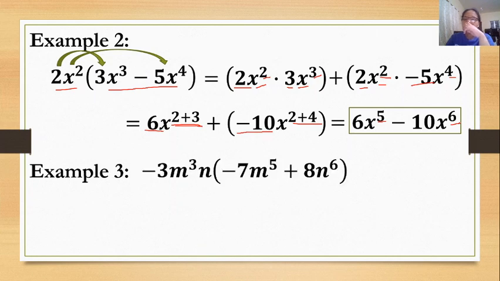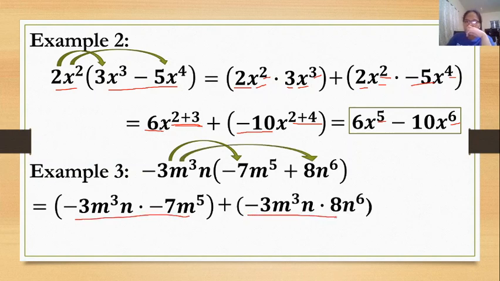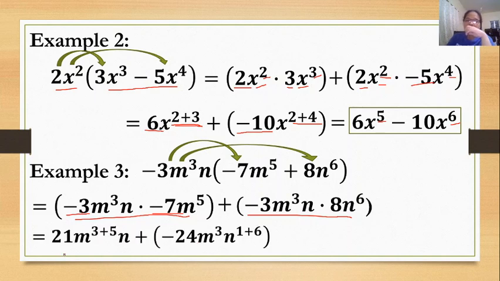How about negative 3m cubed n times the binomial negative 7m to the fifth plus 8n to the sixth? So distribute negative 3m cubed n to each of the terms in the binomial. Get the product of the first two, plus the product of the other two. Multiply negative 3 times negative 7. They have the same sign, so we'll get a positive product. That's 21. And then m has a pair here, so add the exponents 3 plus 5. That's the exponent of m here. And then n has no pair, so simply copy it.